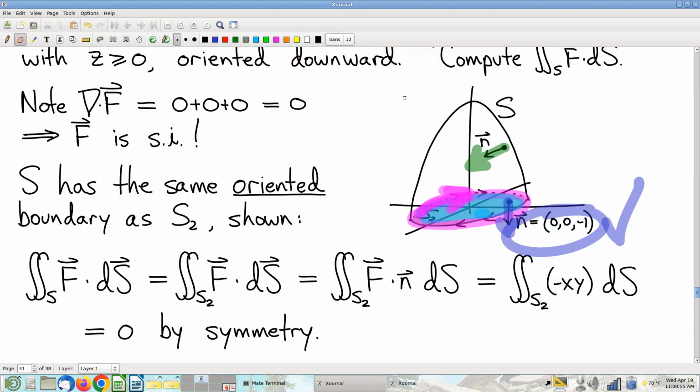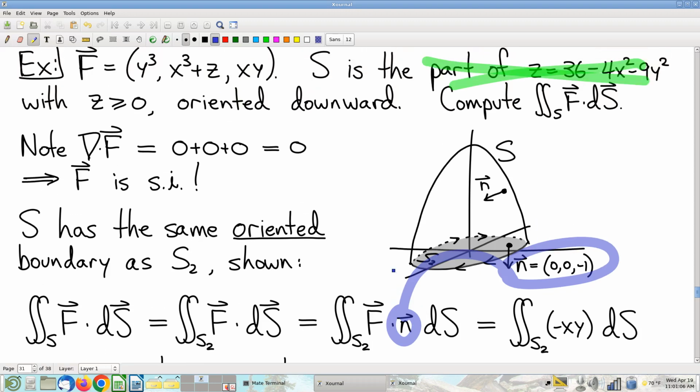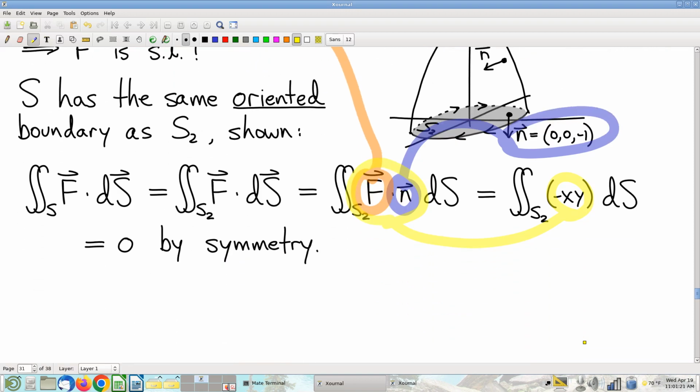Okay. So with that done, we have an easy normal vector. You gotta love it when you have easy unit normal vectors. This, right, dotted with that is an easy dot product. It gives me just minus xy. And I have a relatively easy integral.